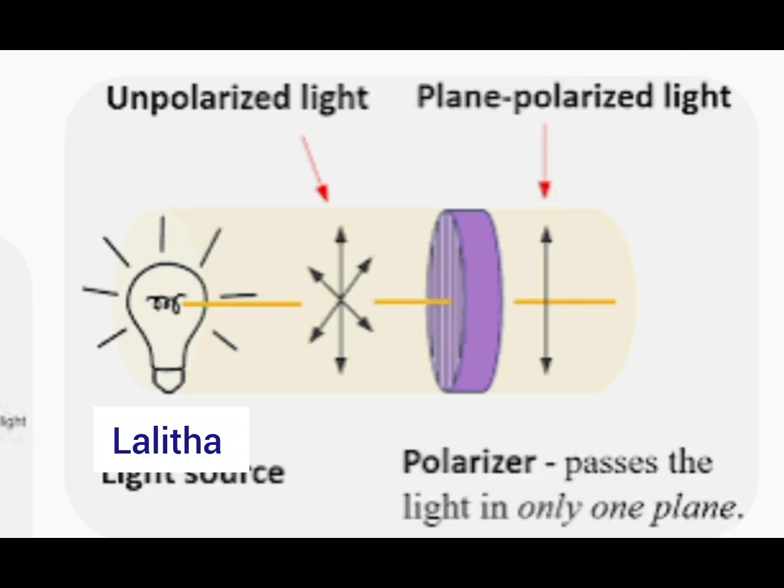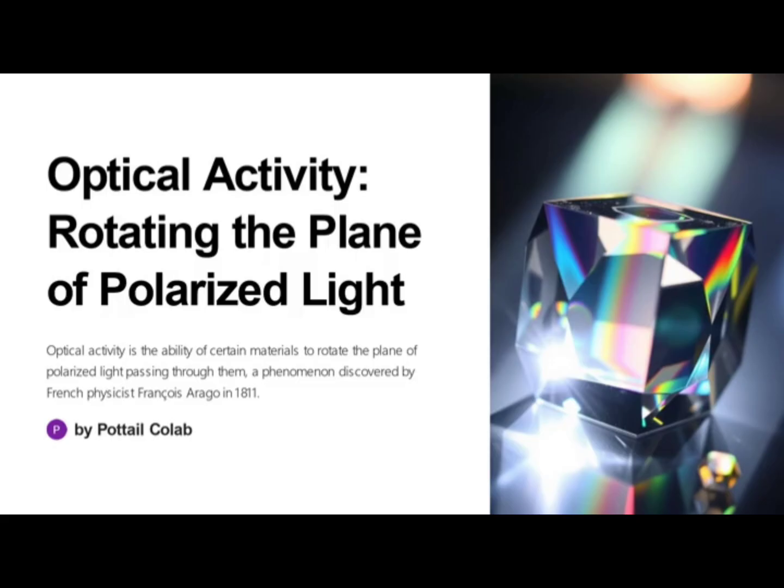When plane polarized light is passed through a few materials, for example quartz crystals, the plane of the emerging light is not the same as the plane of the incident light. This means that the crystal has rotated the plane of polarization of the incident light. This phenomenon of rotation was noted in 1811 by a French physicist named Francois Arago, and it is called optical activity. So what is optical activity?